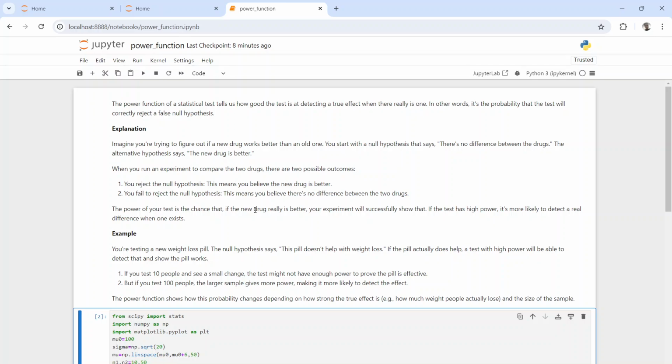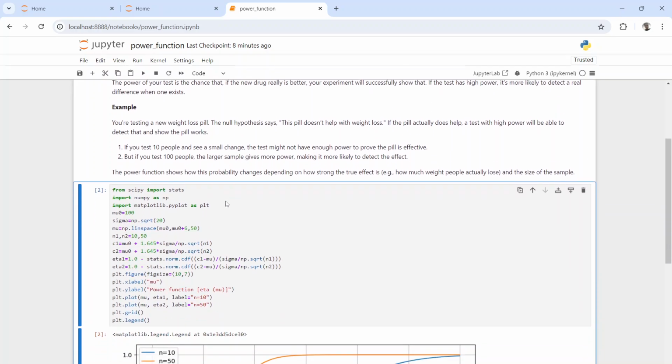So the power of the test is the chance that, if the new drug is better, your experiment will successfully show that. If the test has higher power, it is more likely to detect a real difference when one exists.